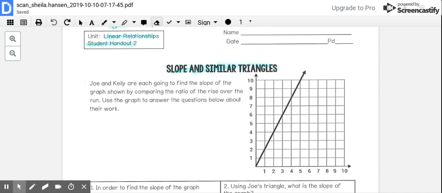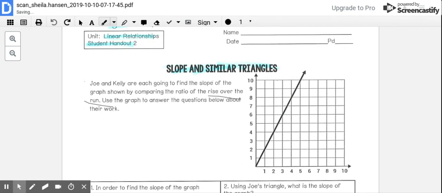Handout 2 is dealing with slope again, and using the similar triangles that we talked about the other day. I'm going to use my finger without the pen, so hopefully this works better. It says Joe and Kelly are each going to find the slope of the graph shown by comparing the ratio, which is just a fraction, of the rise over the run. Remember that, rise over run. Use the graph to answer the questions below.